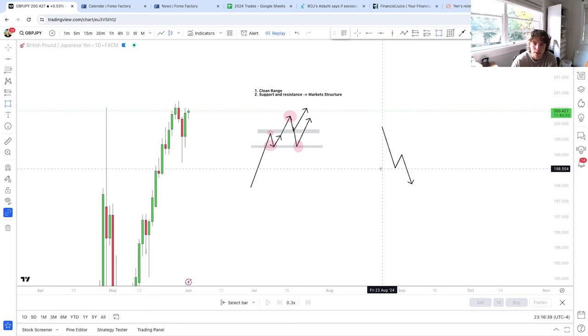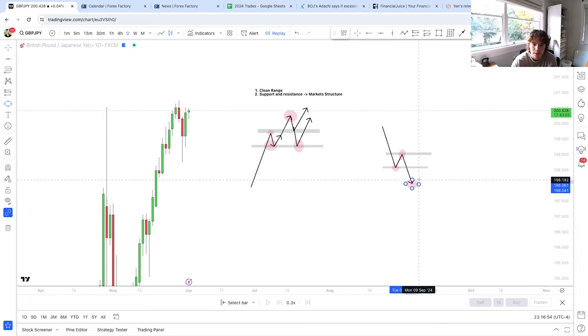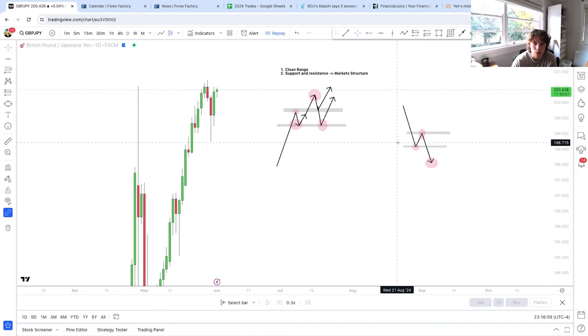So we create support down here, we create resistance up here, and then we also create that market structure where we have a lower low, a lower high, and then a lower low. Okay, so that is essentially all we want to be thinking about when we're looking at support and resistance and market structure. Is price making higher highs and higher lows? Where are the levels where we rejected and couldn't break above or below previously?